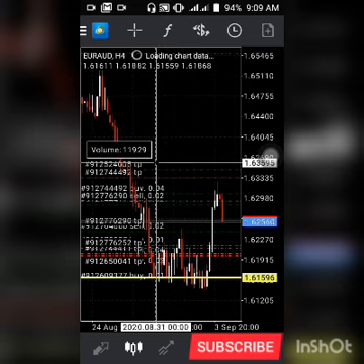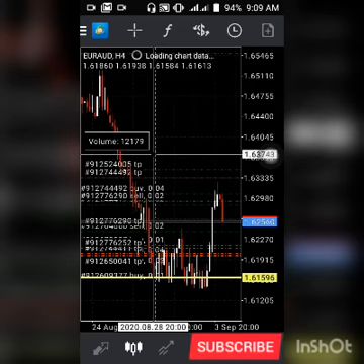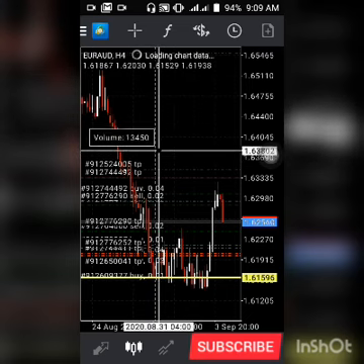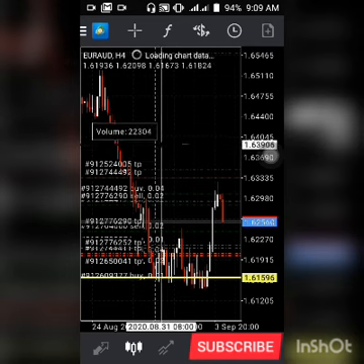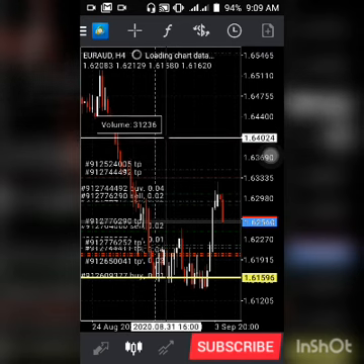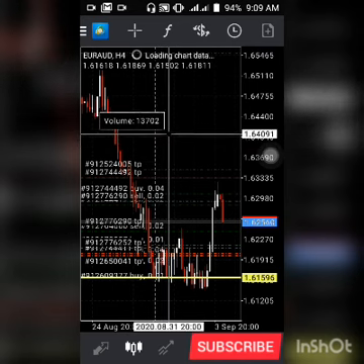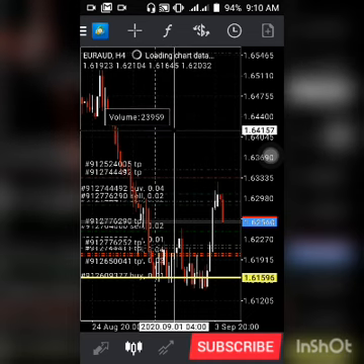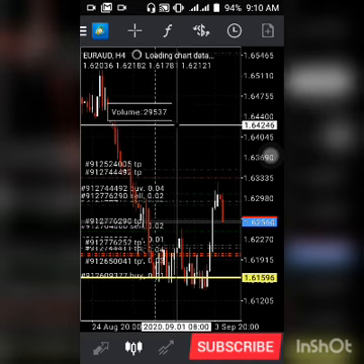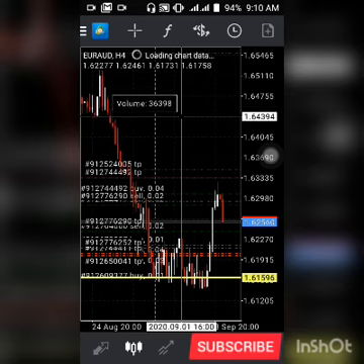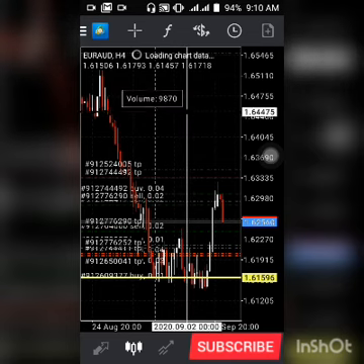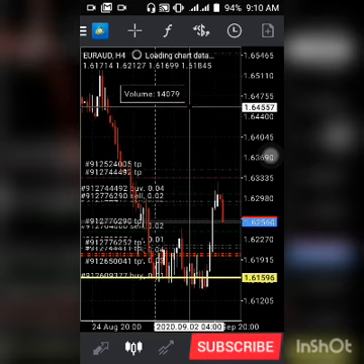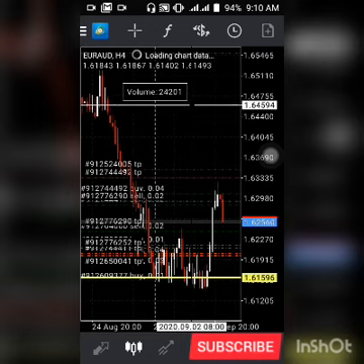So let's count this: 1, 2, 3, 4, 5, 6, 7, 8, 9, 10, 11, 12, 13, 14, 15. So if you can see, these are 15 candles.